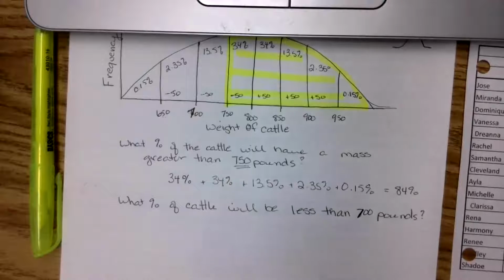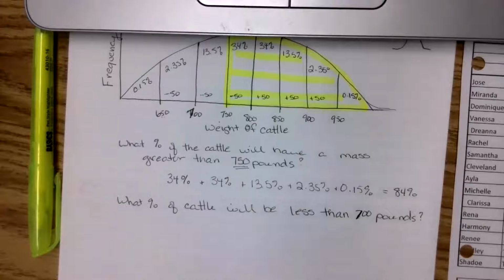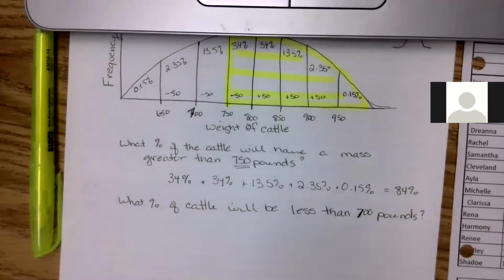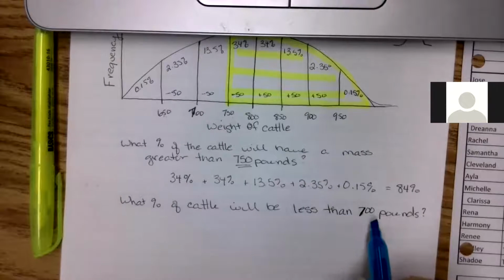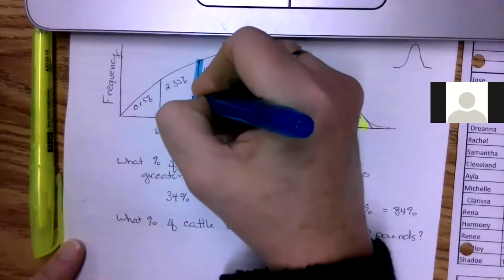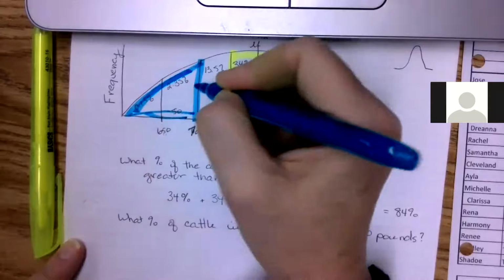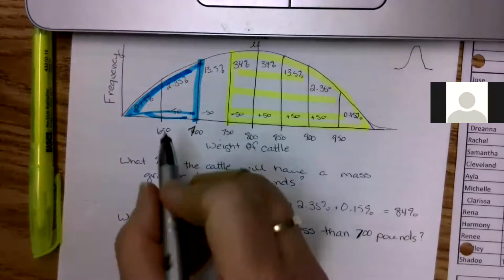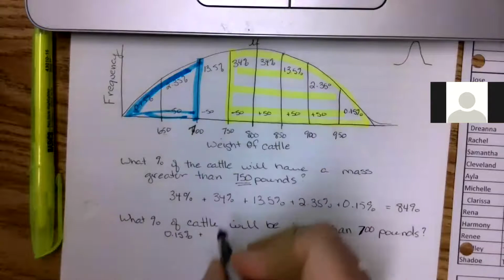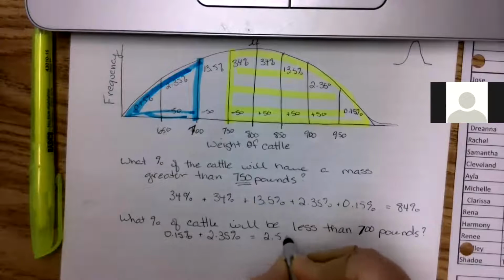I got 2. Wait, not you. It's going to be Cleveland. I'm going to wait for his answer. Is it 2.5? I think so. So 700 pounds is one of our magic numbers, which makes me smile. And we want less than, so it's this part over here. And that is 0.15% plus 2.35. And indeed, that's 2.5%. Perfect.